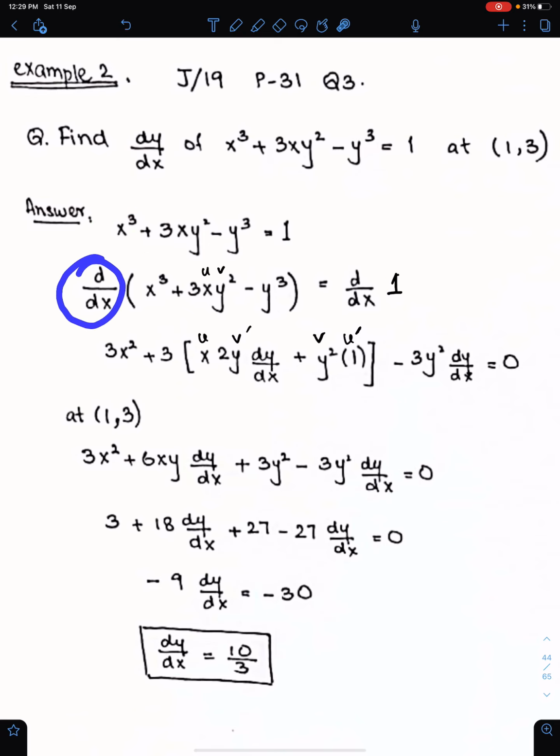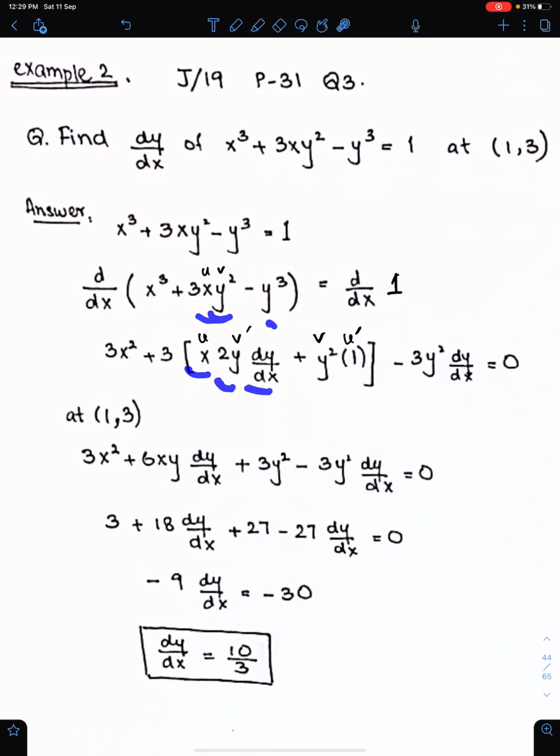Multiplying both sides with d upon dx, and then be careful while differentiating this and this. So x cube will become 3x square. Write this 3 outside the bracket so that you can easily do the uv thing here. So according to the uv rule, copy u here and differentiate y square. The differential of y square will be 2y times dy upon dx. Must multiply 2y with dy upon dx because this is implicit.